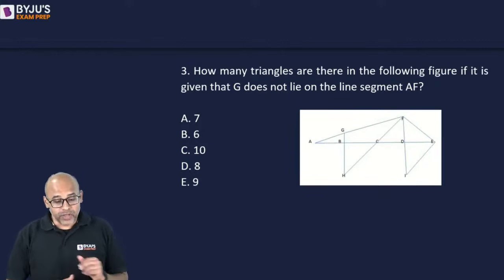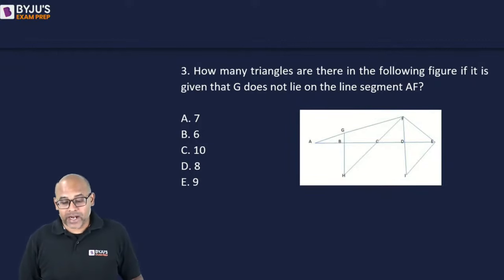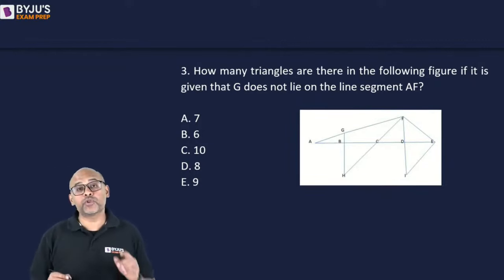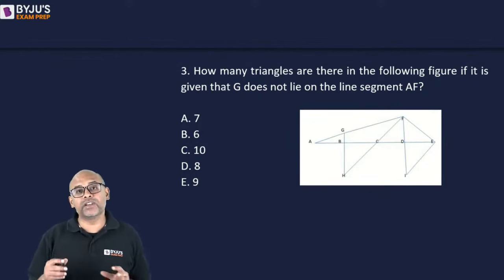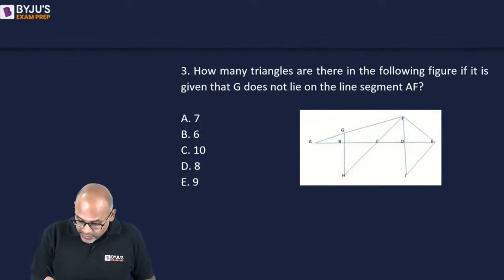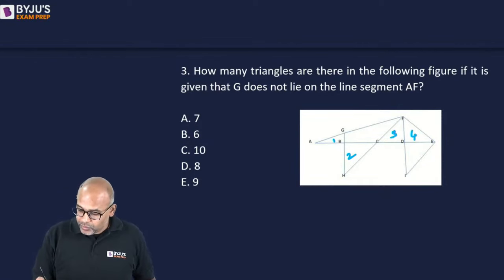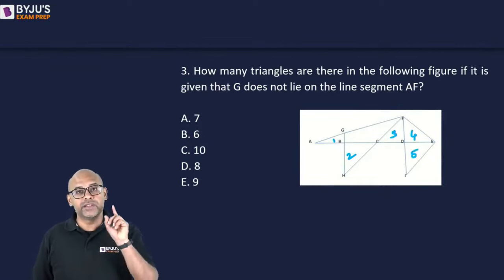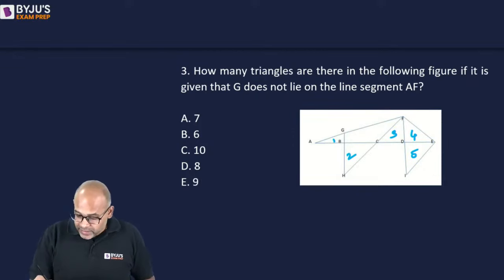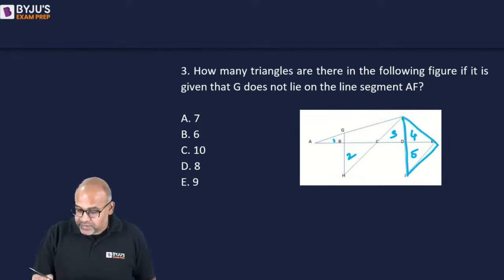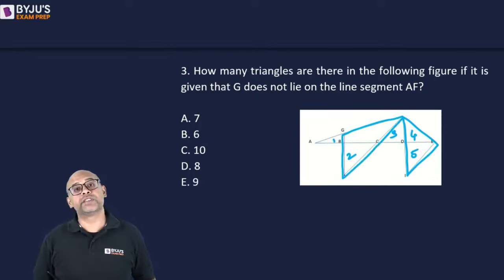All right. So let's go ahead and take a look at the question. We are supposed to count the number of triangles. So let's count the straightforward simple triangles. 1, 2, 3, 4, 5. Single triangles are 5. Then this is triangle number 6, correct? Then I have triangle number 7.